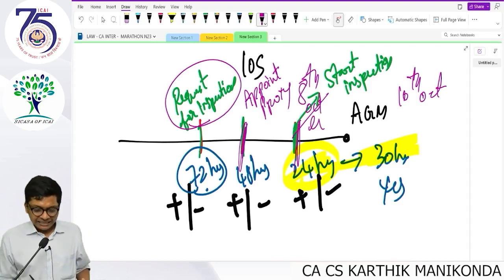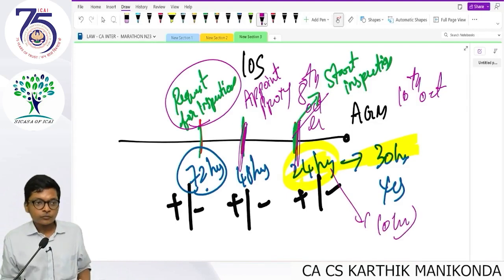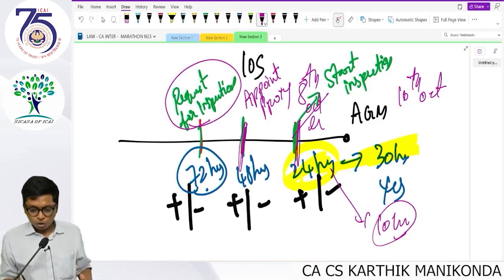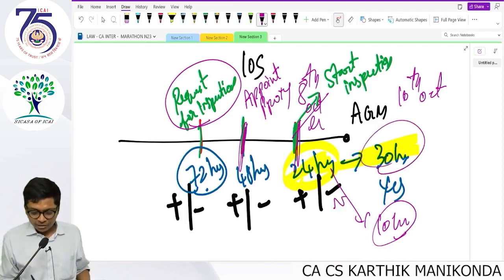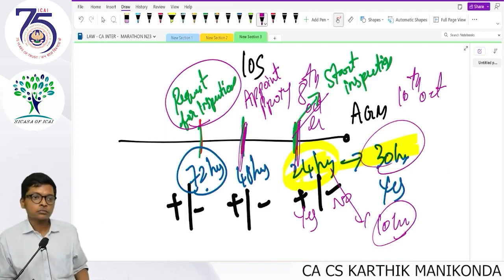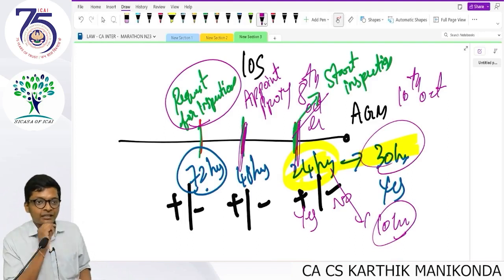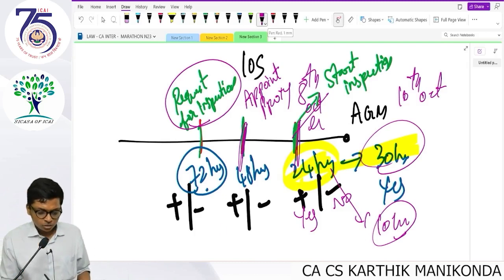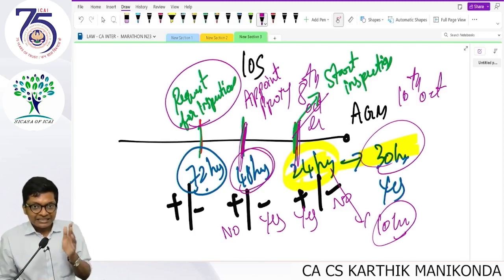Can I reduce it to 10 hours? No, because my inspection time is reducing. So increase yes, decrease no. What about 48 hours? Can I increase? Decrease? Yes. Why? If I increase this time, the deadline is reducing.